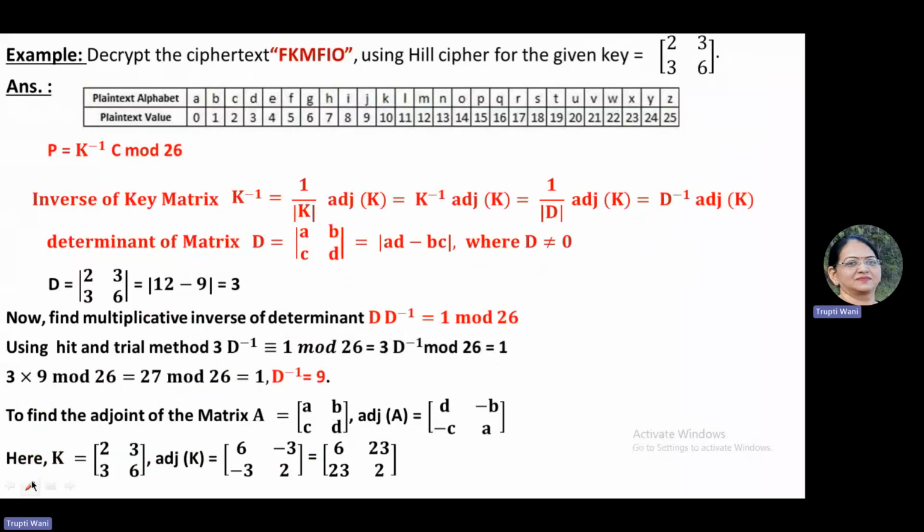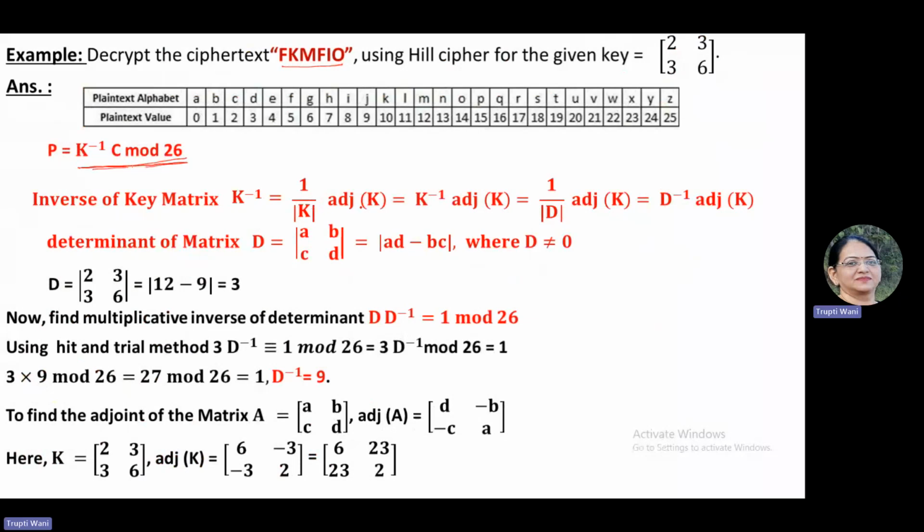Now we will see the decryption process for the same. This is the ciphertext we got, FKMFIO, and this is our key. For the decryption, the formula is K inverse C mod 26. K inverse means we have to find the inverse of this matrix. To find the inverse of matrix K, the formula is 1 upon determinant of K into adjoint.